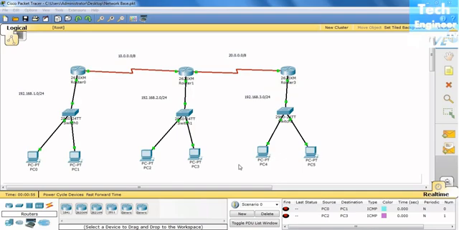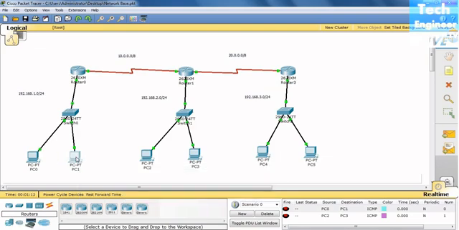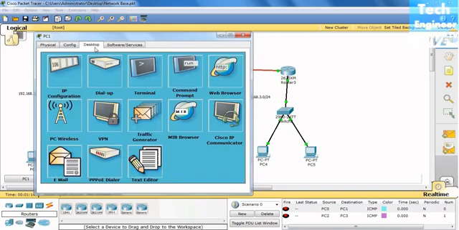Hello there. In this tutorial, I'm going to discuss Routing Information Protocol. It works on a phenomenon in which the routers exchange their routing tables at a predefined interval. So at some predefined interval, it exchanges data.